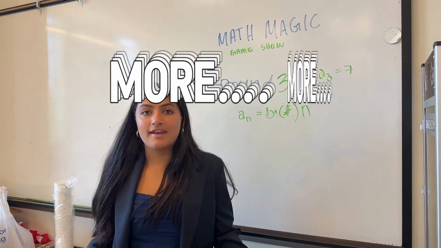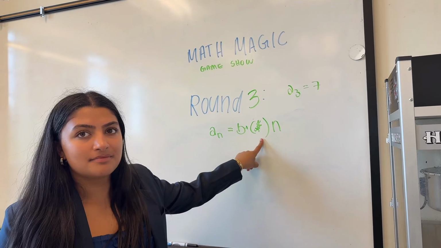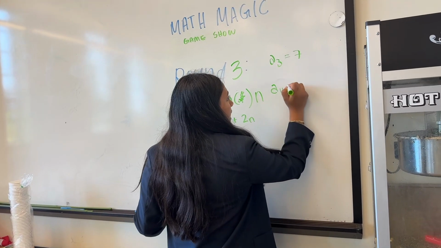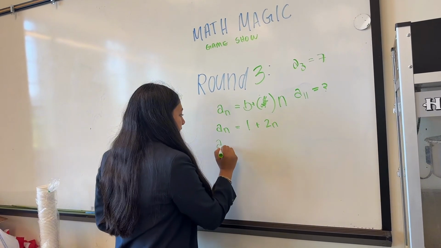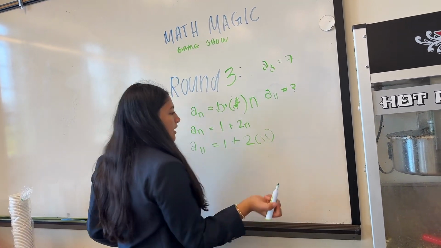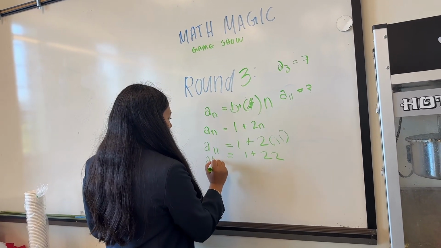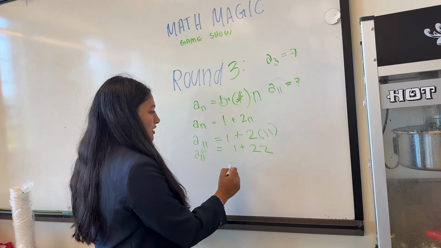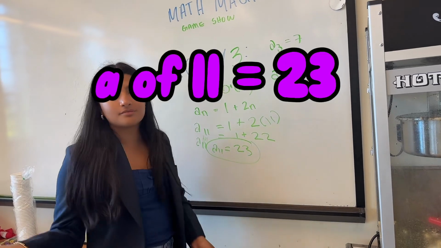All right, and now what we have to do is we have to substitute b and the slope. All right, and as we said before, we're trying to find what a of 11 equals. So now we can plug in 11. So we have a of 11 equals 1 plus 2 times 11. And 2 times 11, 22, plus 1 equals a of 11. 22 plus 1 is 23, which equals a of 11. And there you go. Yay!